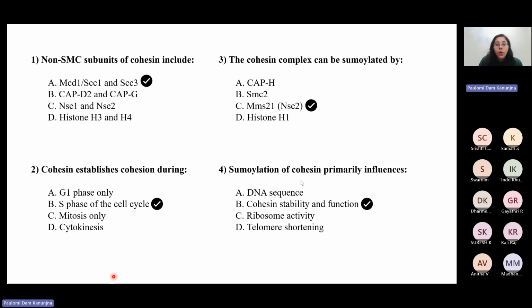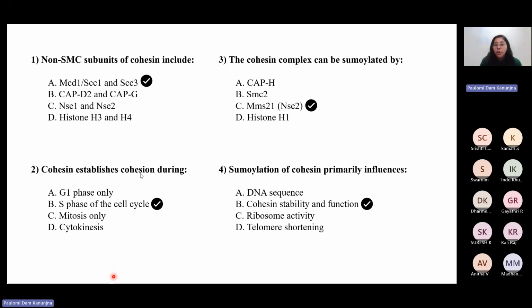Okay, the next one is cohesin establishes cohesion during the S phase of the cell cycle, because that is the DNA replication. That is when your second sister chromatid comes out, and when your sister chromatids come, they have to be bound to each other. So you need cohesion, right?